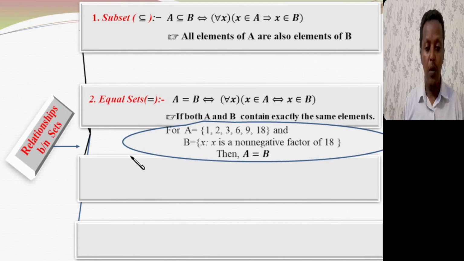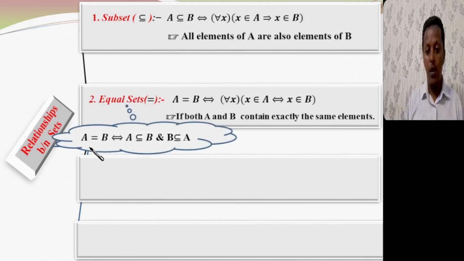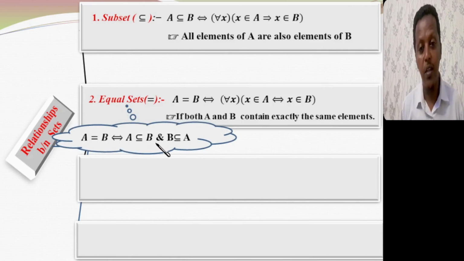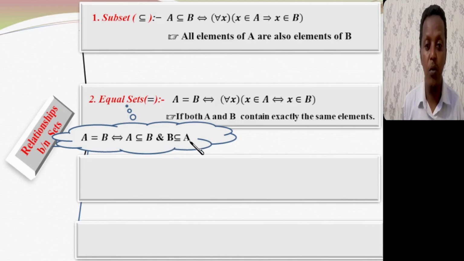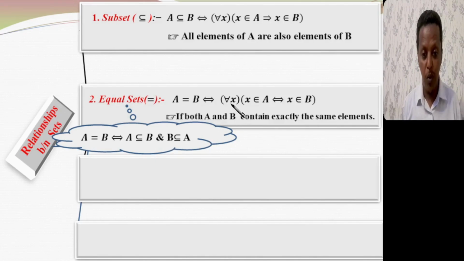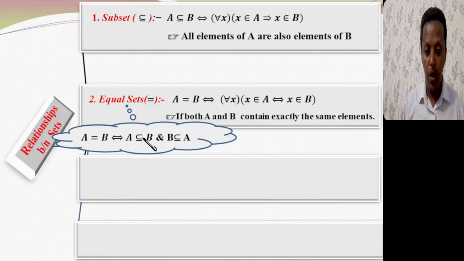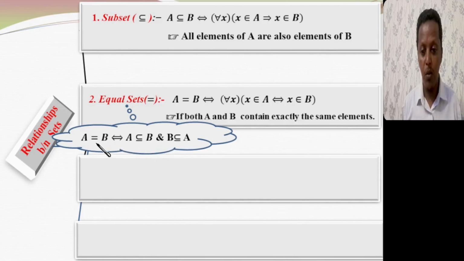B. And also A is equal to B if and only if A is a subset of B and B is a subset of A. Because for all x, x an element of A implies x an element of B means A is a subset of B. At the same time, the second implication from right to left, if x is an element of B implies x an element of A, then B is a subset of A. So when A is a subset of B and B is a subset of A, then the two sets are equal, because they will contain exactly the same elements.